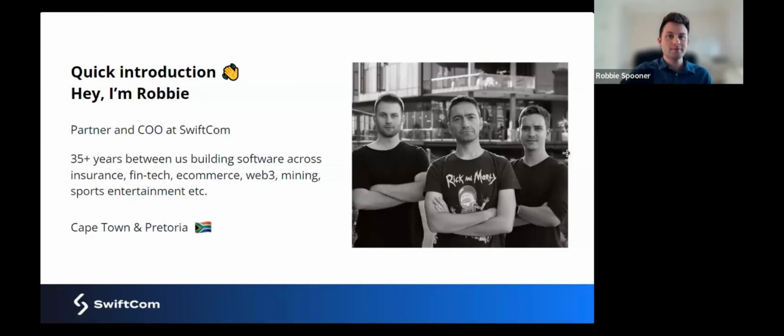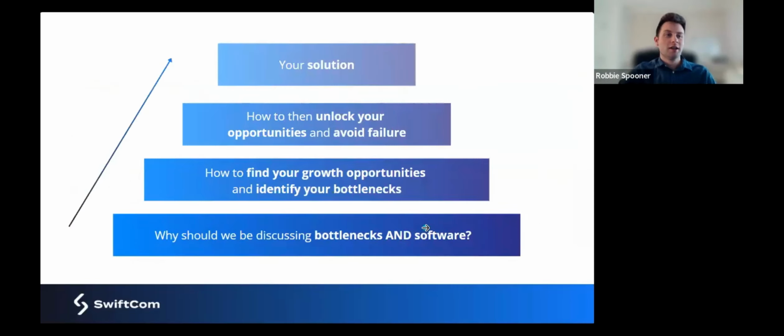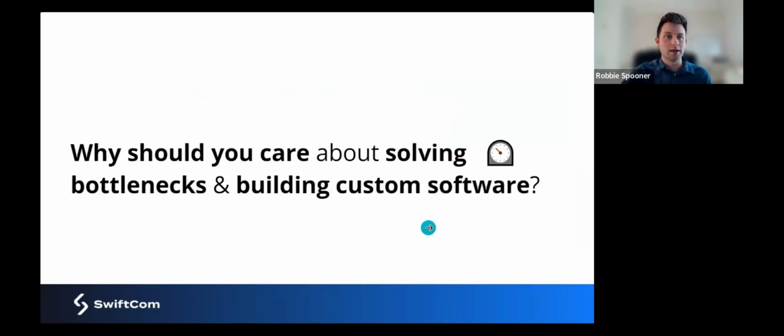Cool. A quick flow. We're going to start with a very quick run through of why we should be discussing this. We're then going to go into how to actually practically identify bottlenecks, how to unlock them, and then lastly, a solution of what we'd like to suggest to you after this call, which is probably an easy, practical first step if you've got something specific in mind.